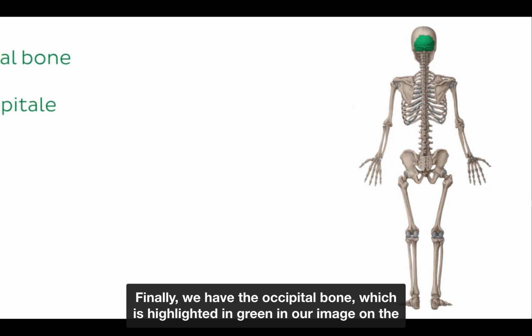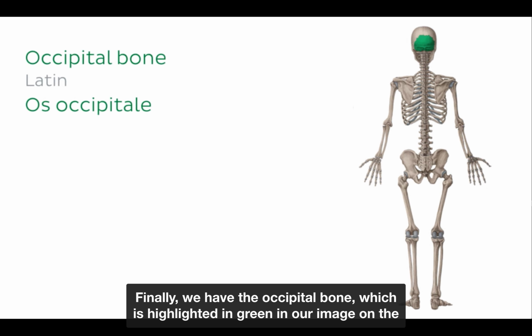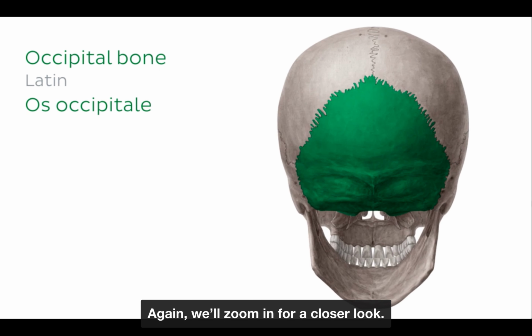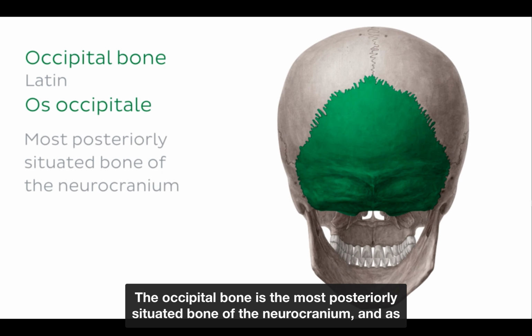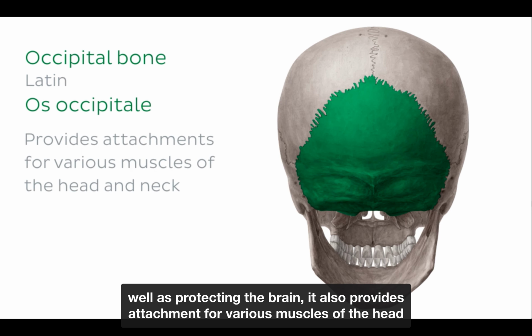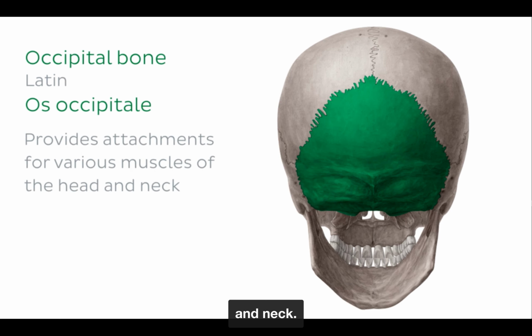Finally, we have the occipital bone, which is highlighted in green in our image on the right. Again, we'll zoom in for a closer look. The occipital bone is the most posteriorly situated bone of the neurocranium. And as well as protecting the brain, it also provides attachment for various muscles of the head and neck.